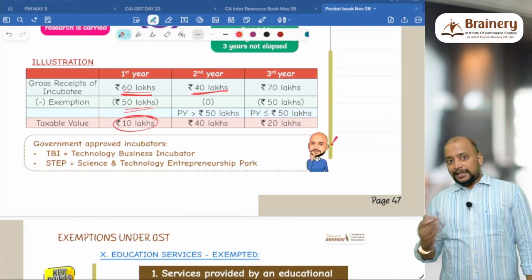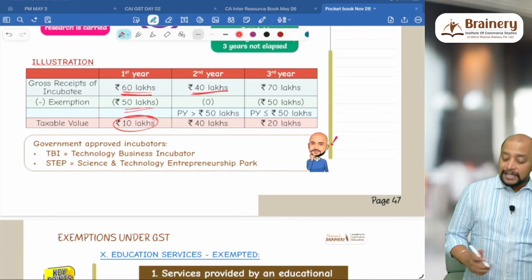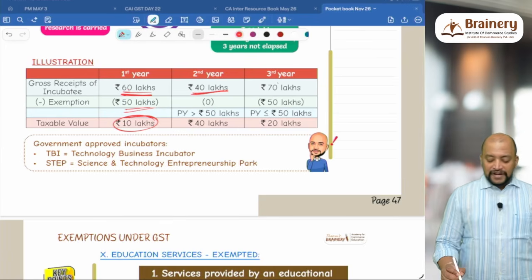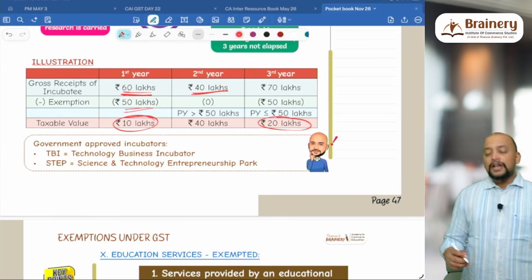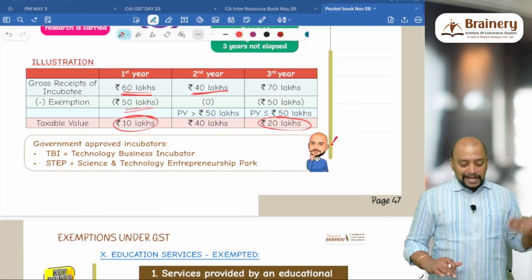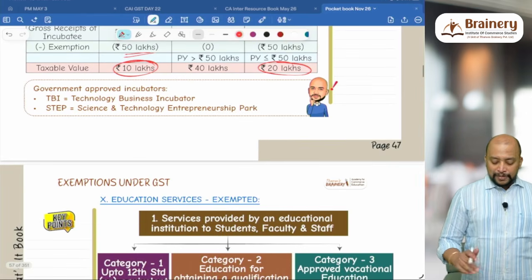What about third year? For third year, second year is the previous year. As the previous year does not exceed 50 lakhs, third year they will get the exemption. So 70 minus 50, 20 lakhs is taxable. Fourth year they will never get exemption because the exemption is only for a period of 3 years. And who are the government approved incubators?